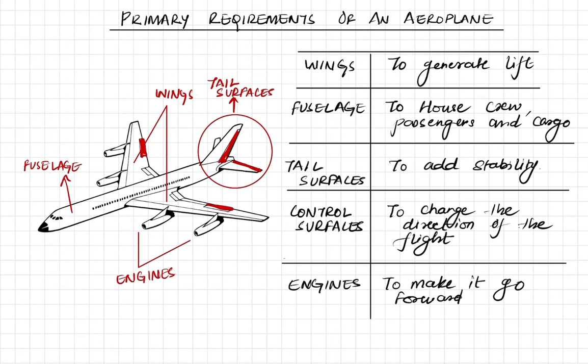These are the 5 primary requirements of an aeroplane. We'll just quickly revise them. Wings to generate lift, which is a requirement. Fuselage to house crew, passengers and cargo, which is another requirement. Tail surfaces to add stability. Control surfaces to change the direction of the airplane. Engines to make it go forward.